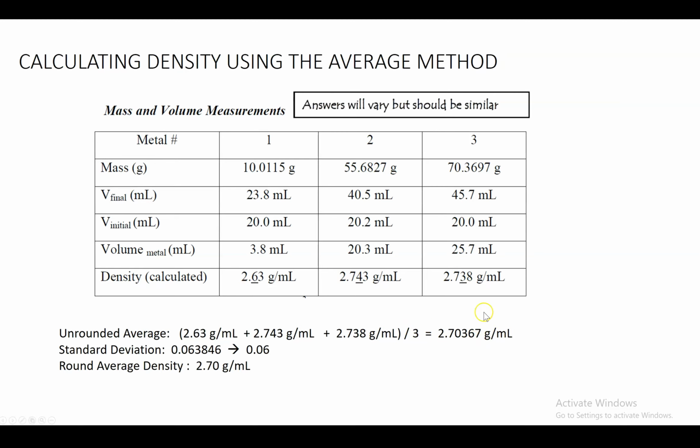And it's important that you write out this unrounded value. To now figure out how to round this value, you will have to first calculate the standard deviation. So when we calculate the standard deviation of these 3 data points, it becomes 0.063846. And after that, we'll round this to one significant figure, just like what we learned in the previous lab. In this case, it equals 0.06. And now this value has 2 decimal places.